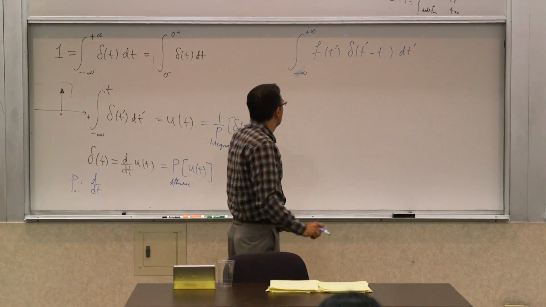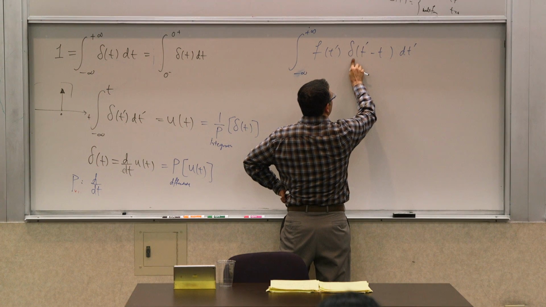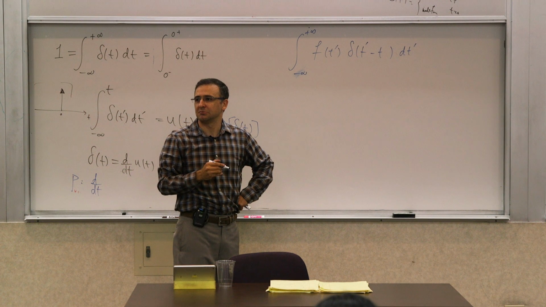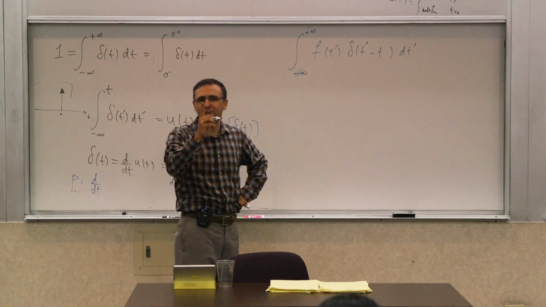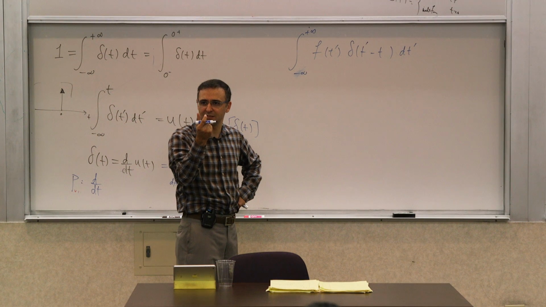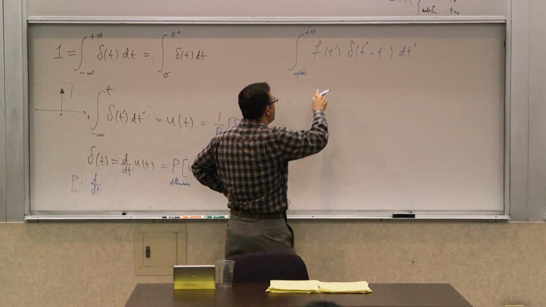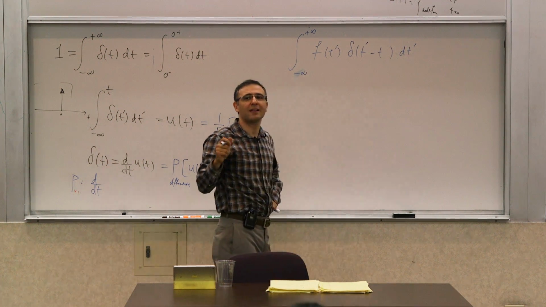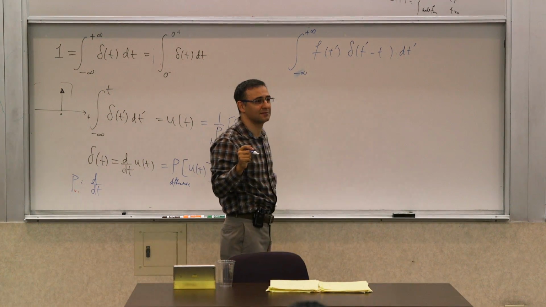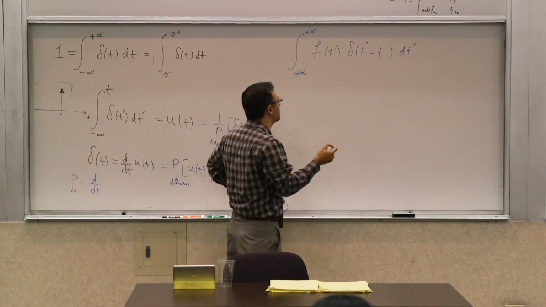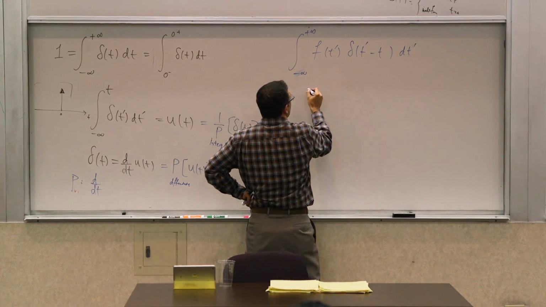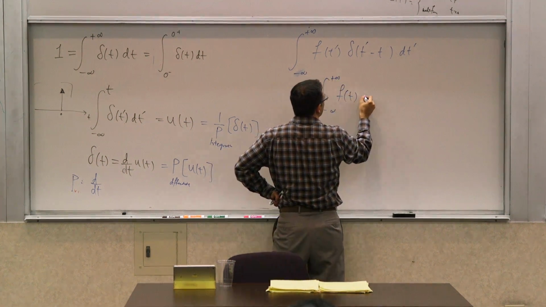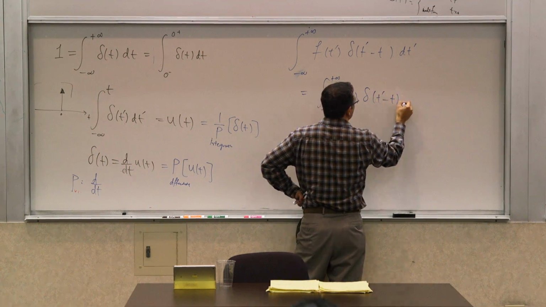Let's think about this function. This is a very special, very unusual function. Its value is 0 at all times, except for when its argument is 0. So would the value of f matter when this is 0? At what point does the value of f matter? When t prime is equal to t. So I might as well write this as the integral from negative infinity to positive infinity of f of t, delta of t prime minus t, dt prime.